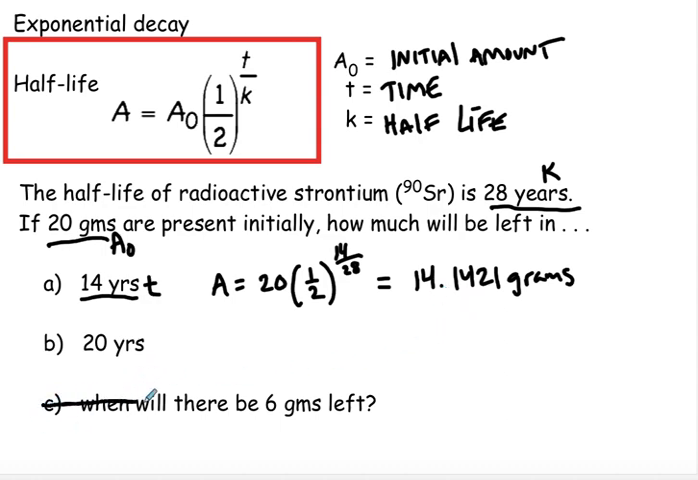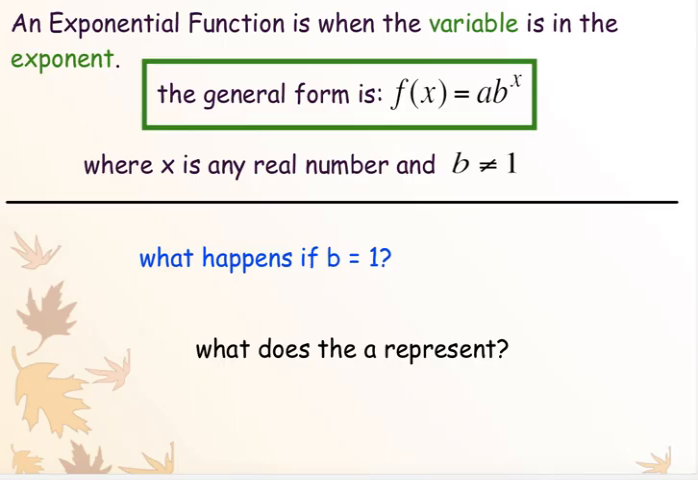We're going to ignore this. We don't have information to get that just yet. If you wanted to figure out after 20 years, it would be the exact same thing. You would just change your T to 20, but the half-life is still 28. So you could type that in your calculator and get that. Okay, that will be it for today.